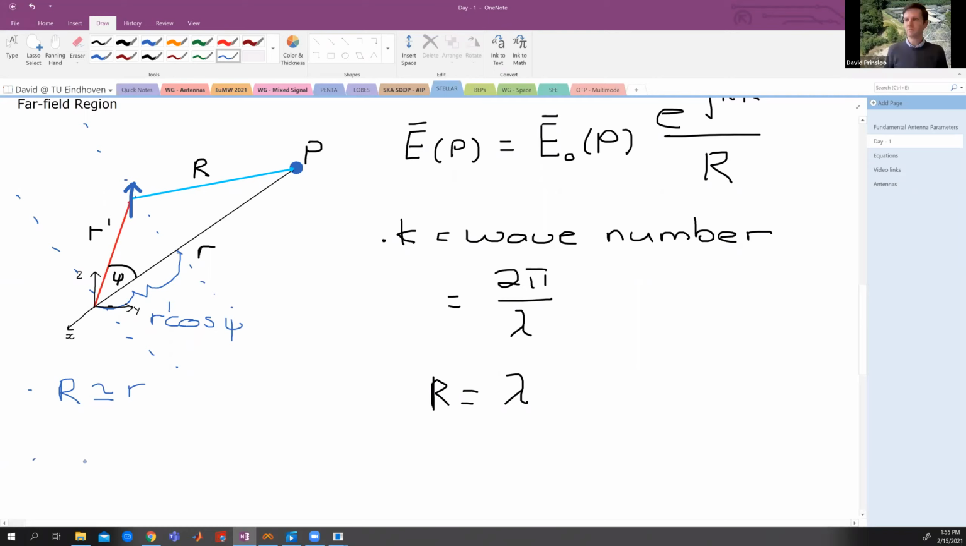So when we're looking at the distance in terms of phase, let's say the distance capital R is approximated by R minus R hat cos psi.